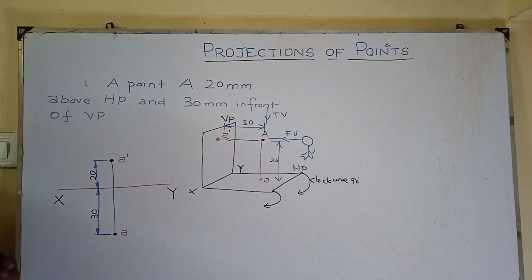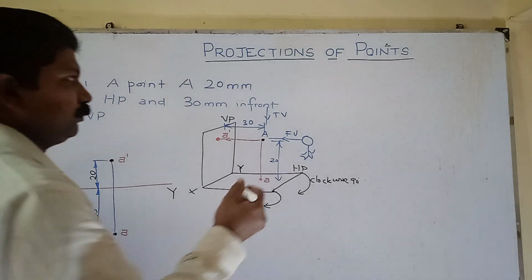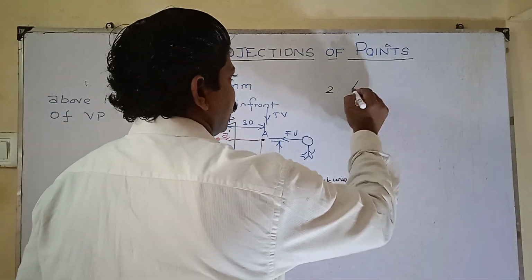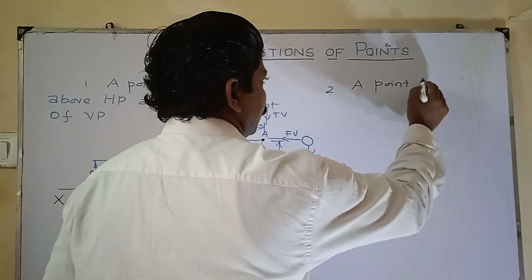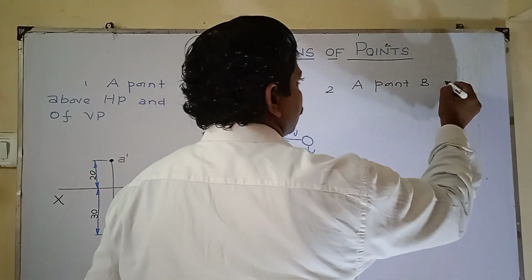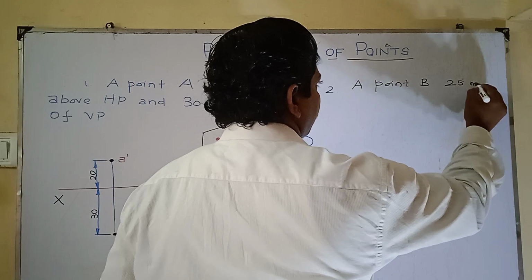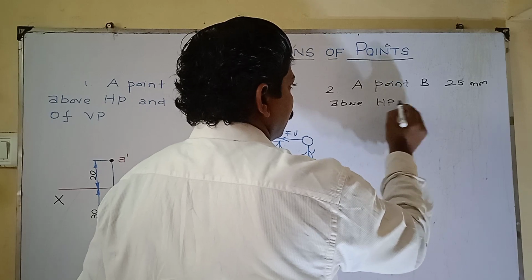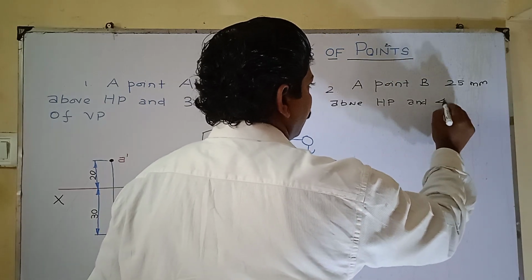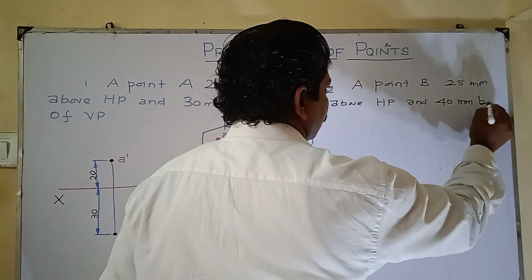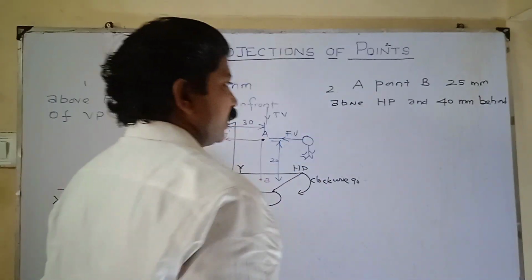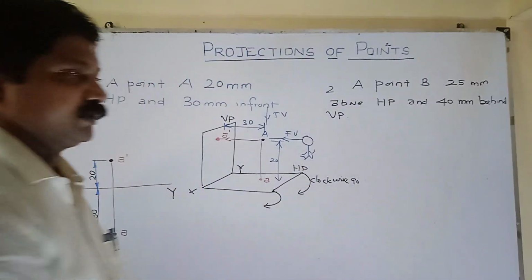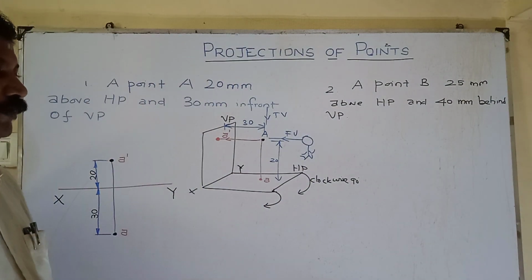Any doubt? Now we will move to the second quadrant, the second angle projection method. Consider a point B. A point B is 25 mm above HP and 40 mm behind VP. Draw its projections. 25 mm above and 40 mm behind VP.